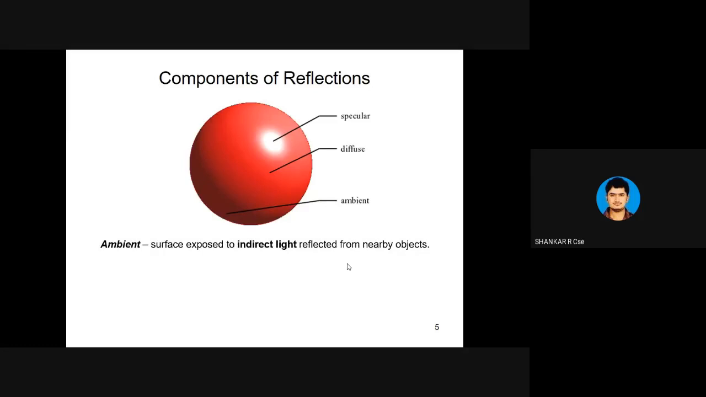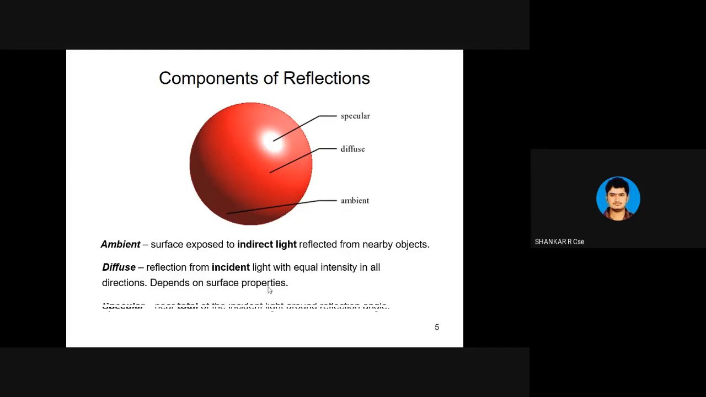Just to give you some perspective, this is how textbook definitions look. Ambience means a surface exposed to indirect light reflected from nearby objects. Diffusion is a reflection of incident light with equal intensity, which is what I described as spreading, with equal intensity in all directions, depending on surface properties. There are two types of surface properties, rough surface and smooth surface. We'll come back to that later.